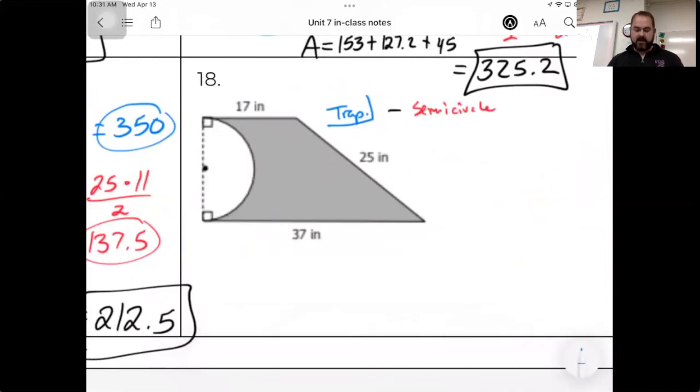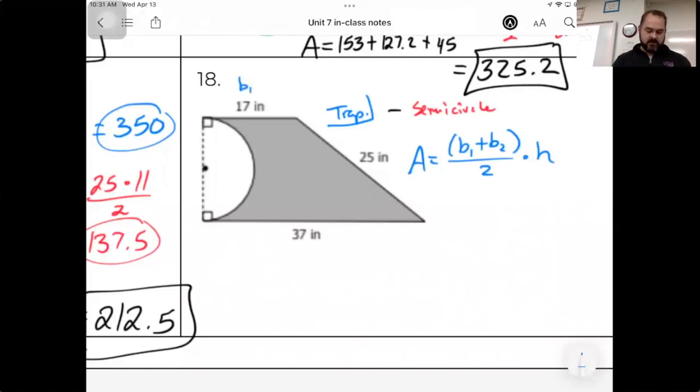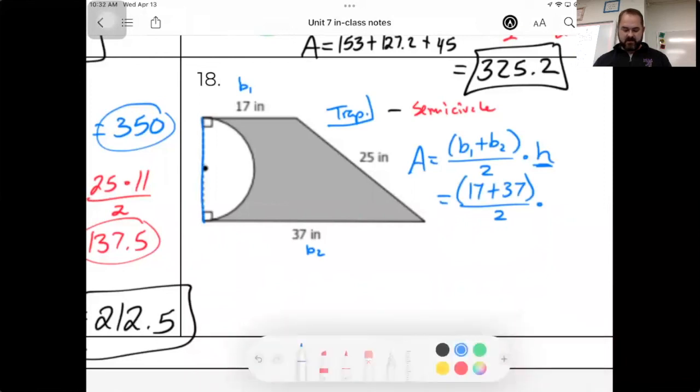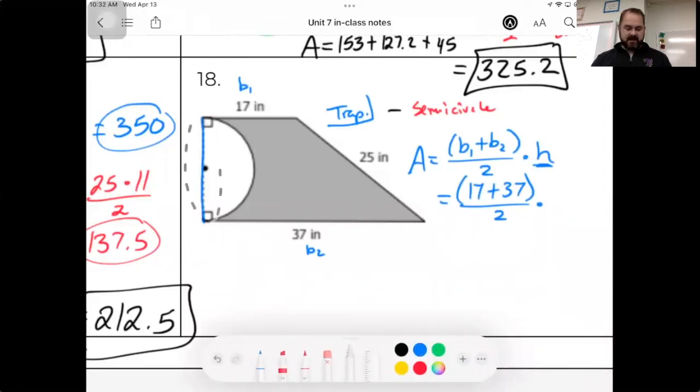To find the area of a trapezoid, we do base 1 plus base 2 all over 2 times the height. Well, base 1 and base 2 I've got. Here's base 1, there's base 2. So that's going to be 17 plus 37 all over 2, but I've got to multiply by the height. The height I could think of as this segment here, but I don't have that drawn. So I need you to realize that segment, even if I slide it over here, is still the height.